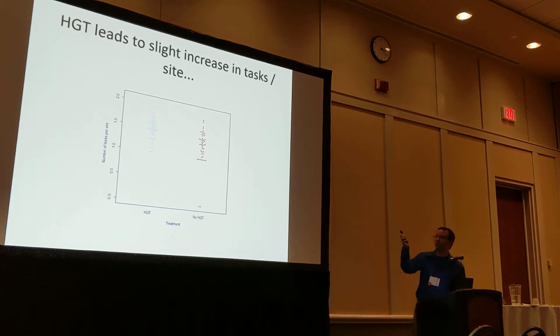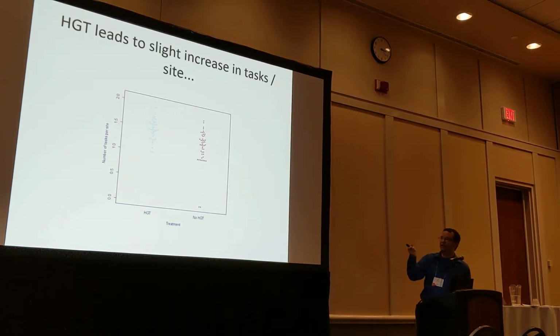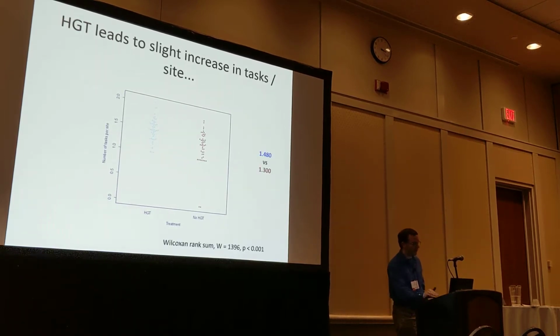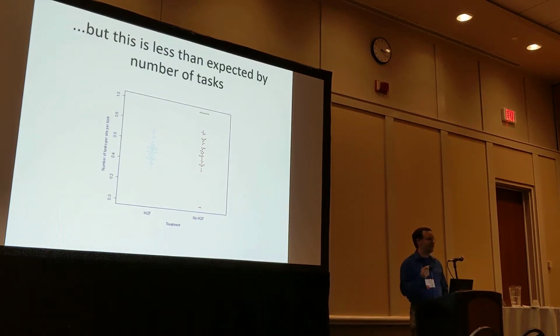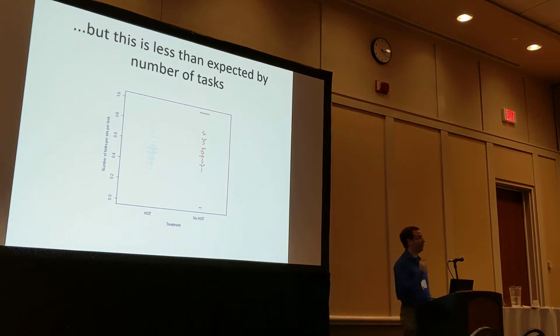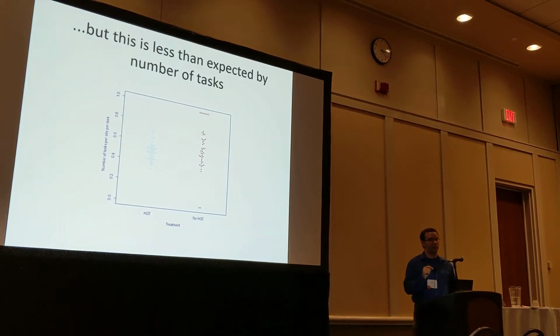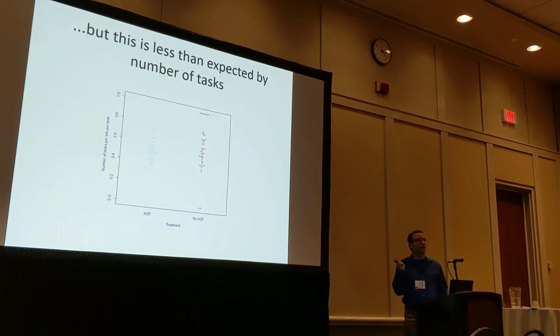And this, again, the one with horizontal gene transfer is the light blue on the left. And so that is actually a slightly higher number of tasks per site. And that does also turn out to be statistically significant. But this increase is substantially less than you would expect just due to the increase in the number of tasks being performed, which indicates that when we actually normalize for the number of tasks being performed in the organism, we find that horizontal gene transfer does lead to more modular genomes.